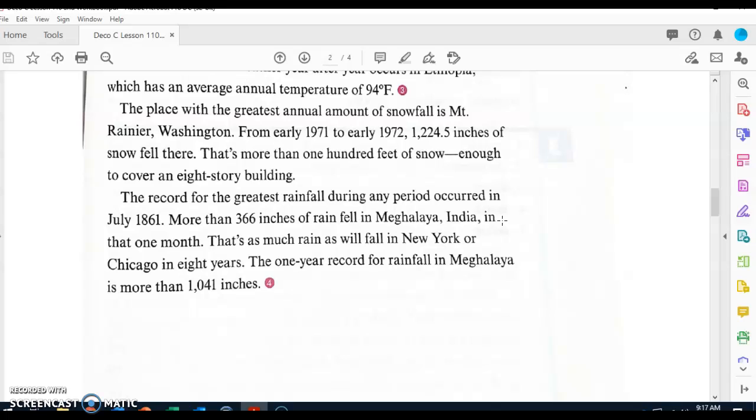Let's listen to question number 4. How long would it take for 366 inches of rain to fall in Chicago? It would take 8 years in order to have 366 inches of rain to fall in Chicago.